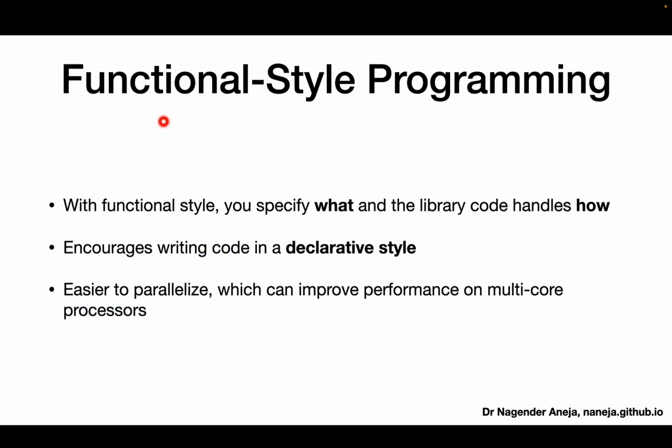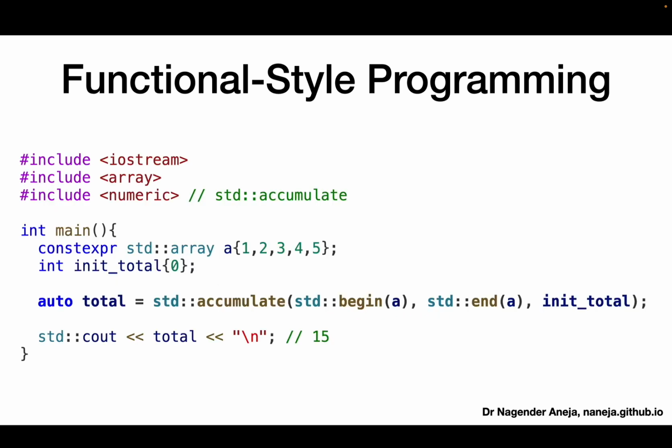Now we'll talk about functional style programming. In functional style programming, our emphasis is on what we need, not how, right? We specify what. So we want to add the array. That's what we will say, only that: add these arrays. We will not tell it to initialize a total and add element by element. That's not our job. That's the job of the library, right? So the library code handles how. It encourages a declarative style. You just declare that I want this thing, and then we have some function in the library that does this task. And this task is easier to parallelize. The way it's written is easier to parallelize, which can improve performance on multi-core processors as well.